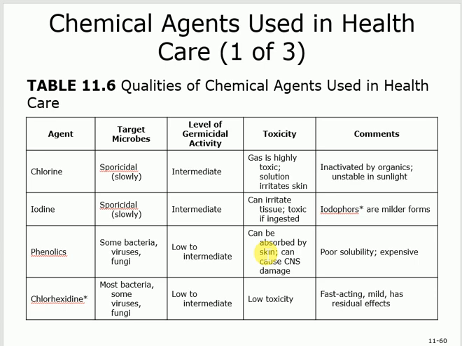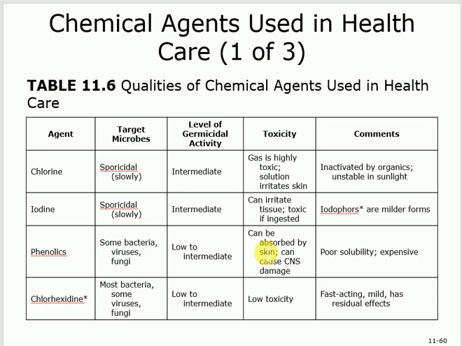These are some examples of chemical agents used in healthcare. I think we know of chlorine, right? Chlorine, we add it to water. This is sporicidal. What does sporicidal mean? It kills the spores. This is obviously good, but it's intermediate. It does not kill the bacterial endospores. Is chlorine toxic? Yes, it is toxic if you increase the amount, the concentration. You're not supposed to use it in high amounts.